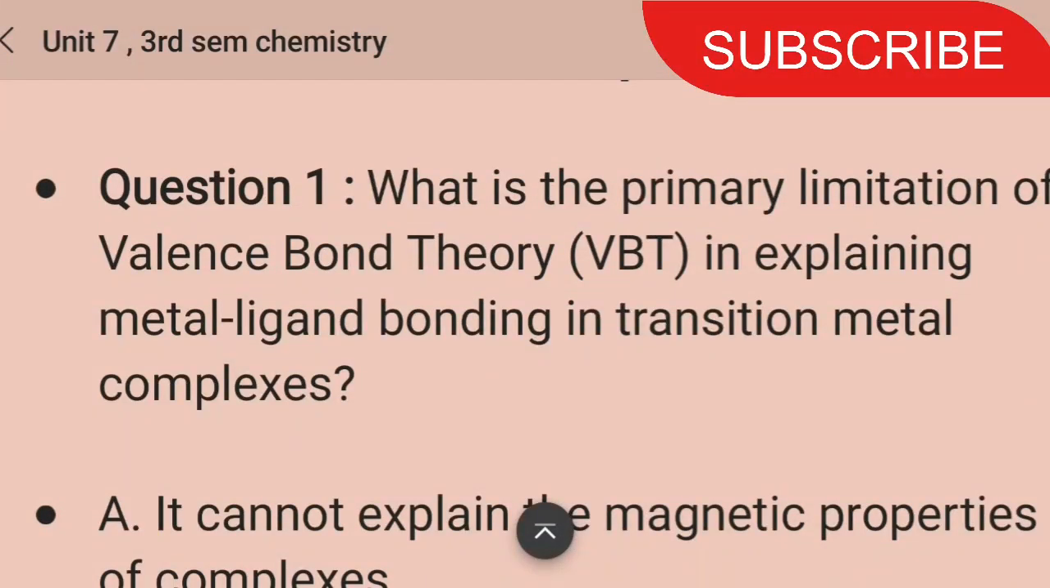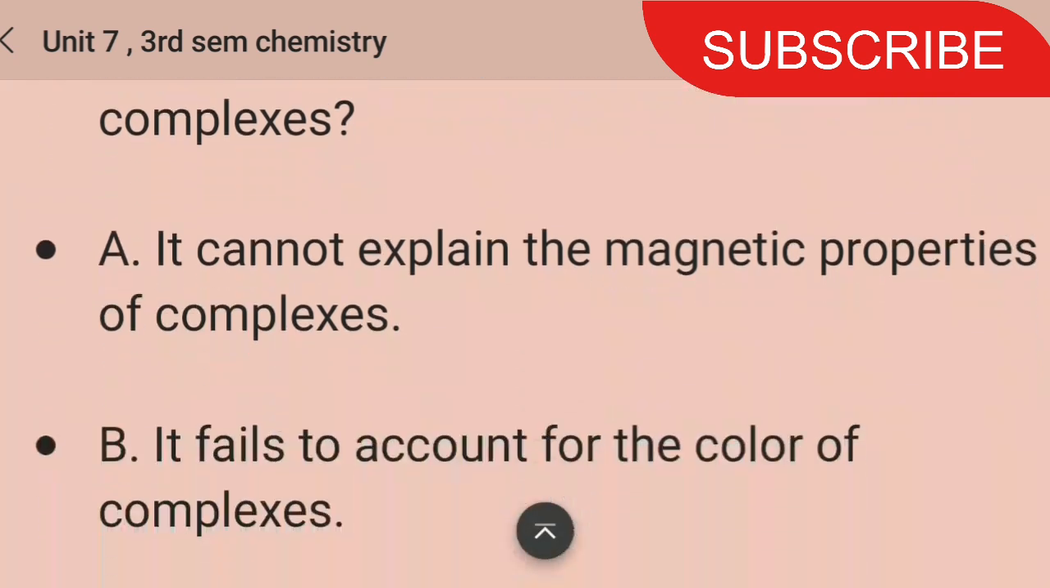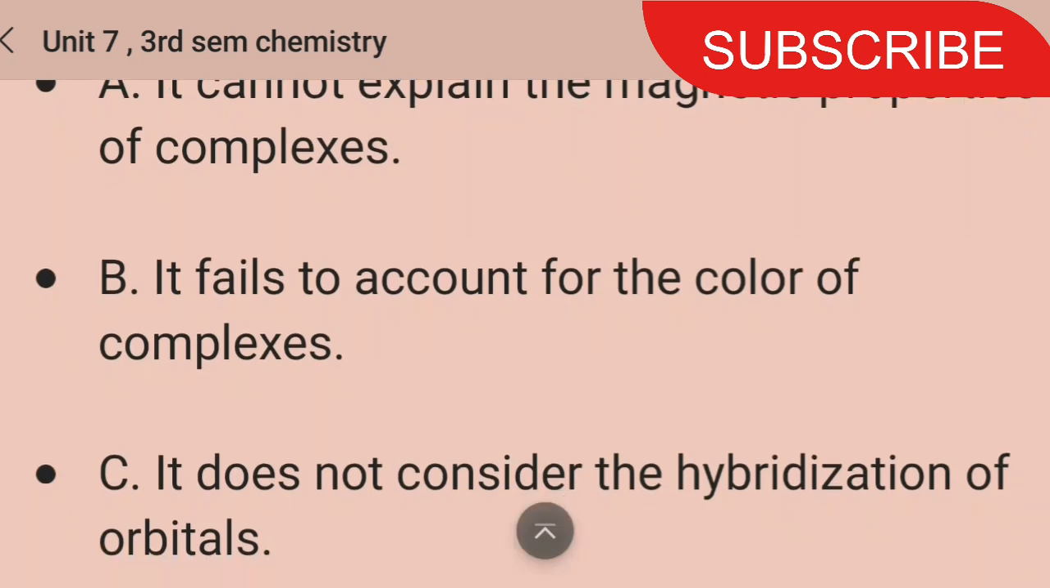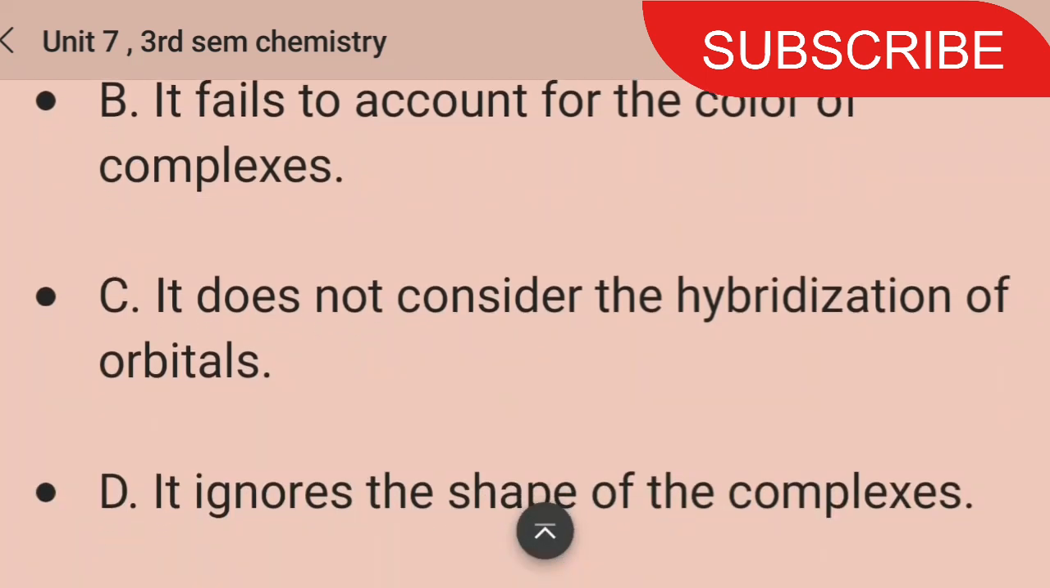What is the primary limitation of valence bond theory (VBT) in explaining metal ligand bonding in transition metal complexes? Option A, it cannot explain the magnetic properties of complexes. Option B, it fails to account for the color of complexes. Option C, it does not consider the hybridization of orbitals. Option D, it ignores the shape of the complexes.